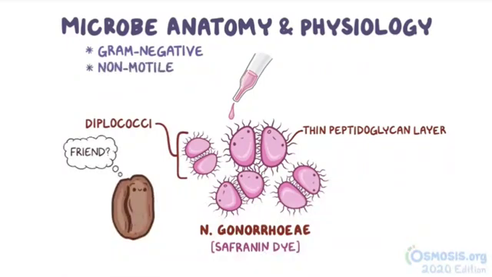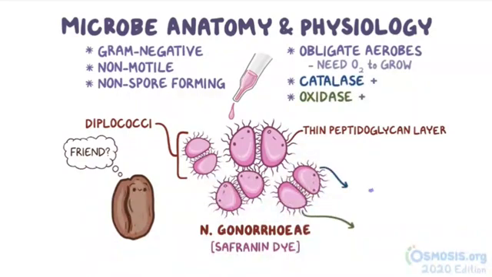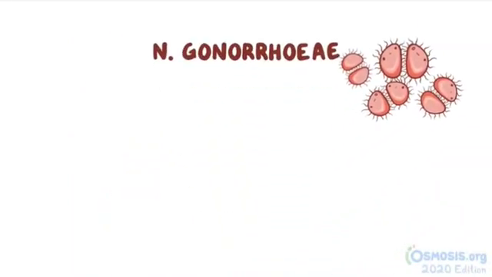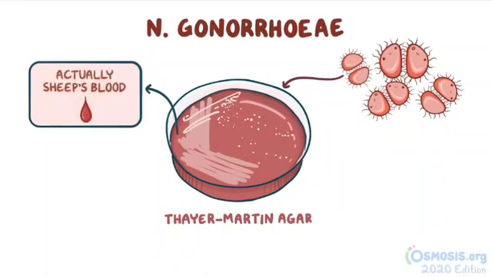N. gonorrheae typically live in pairs called diplococci, stacked side to side so the pair looks like a coffee bean. They're also non-motile, non-spore-forming, and obligate aerobes, which means that they absolutely need oxygen to grow. Finally, they're catalase and oxidase positive, which means that they produce both of these enzymes.